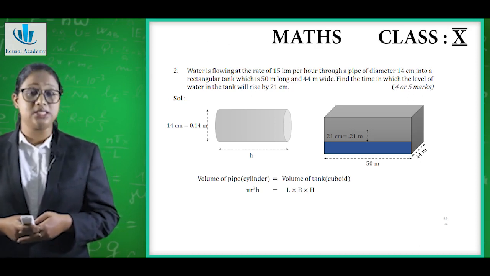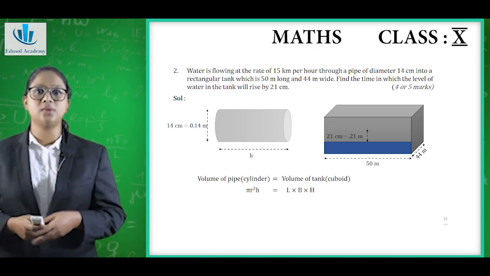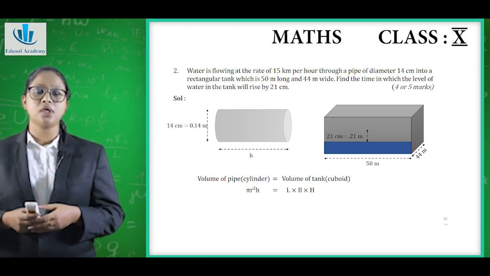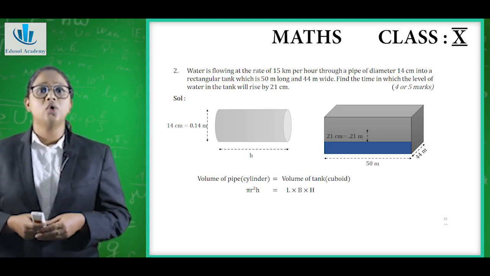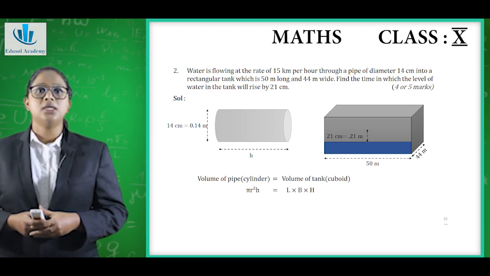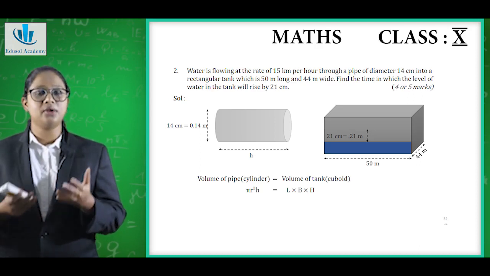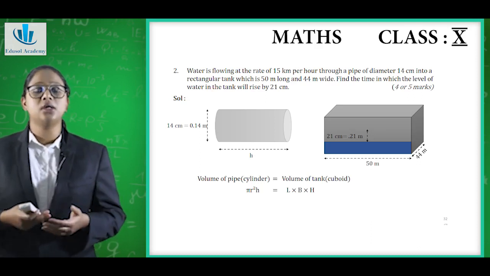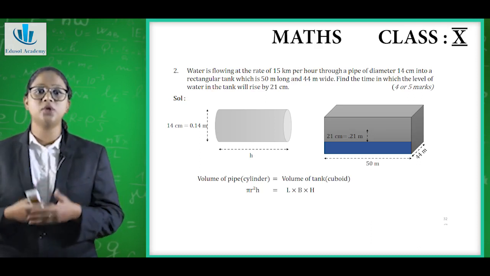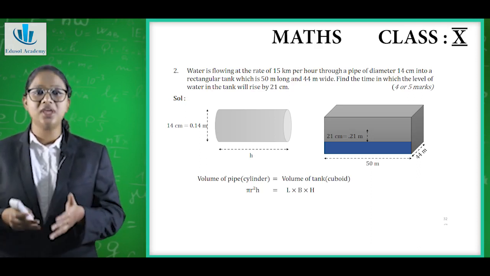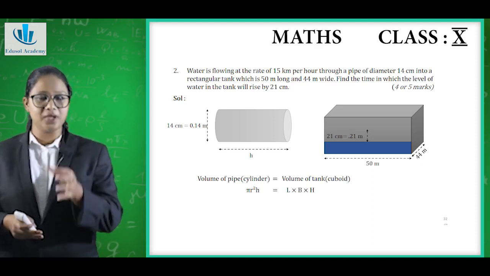So there is a pipe which is cylindrical in shape, so there is a cylinder, and there is a cuboidal tank. Now the dimensions are: the height or the length of the pipe is not given, so we have taken it as h itself. They have given 15 km, then 14 centimeter. The units are different, so we have to make them into one single unit. So we decided to convert everything into meter.